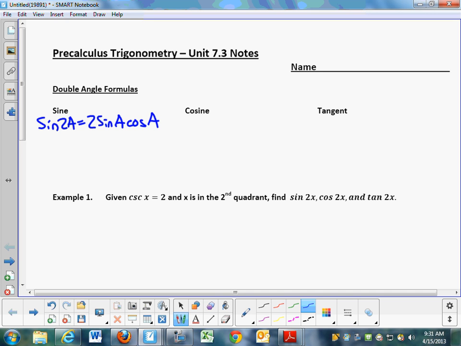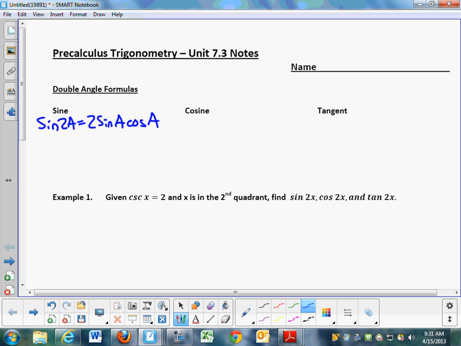This is the first, and this is the most important of the double angle formulas. Sine of 2a, so double of an angle, is equal to 2 times the sine of a times the cosine of a. You do use this in calculus quite often. So we could verify this through the previous identities that we've talked about.